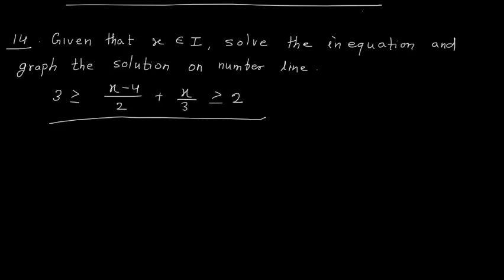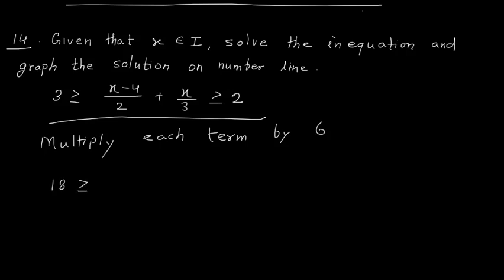Here I can see that the middle portion has two rational expressions with denominators 2 and 3. So the LCM of the denominators is 6. So better we multiply each term by 6. So here multiply each term by 6.